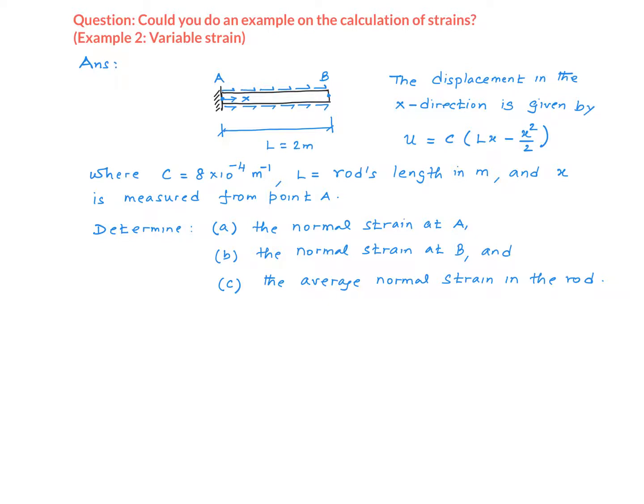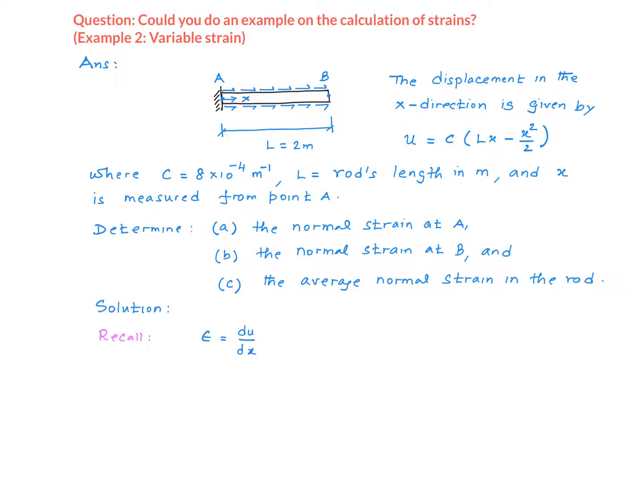in the x direction. Further analysis indicated that the displacement of the rod at various points in the x direction is a function of x given by this particular function. And here c is a constant whose value is given, and L is the length of the rod, which of course is 2 meters. The question is to determine the normal strain at point A, the normal strain at point B, and the average normal strain in the rod.